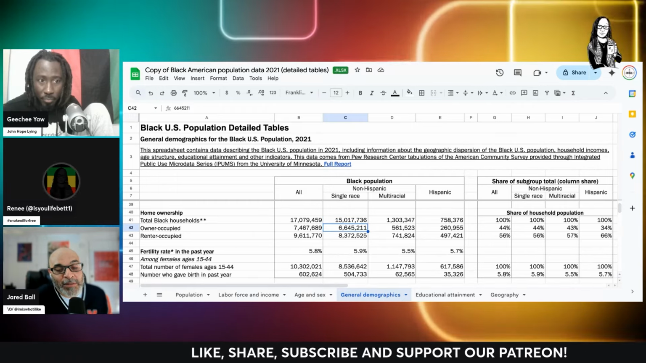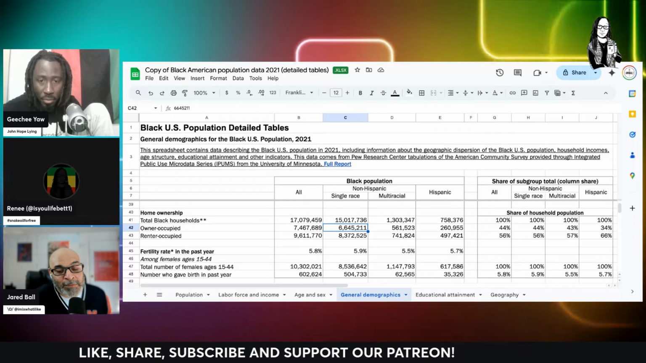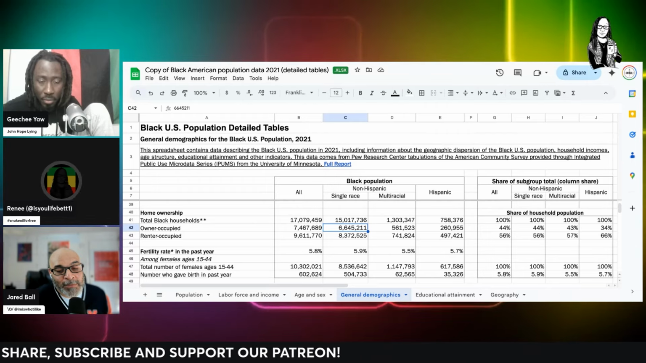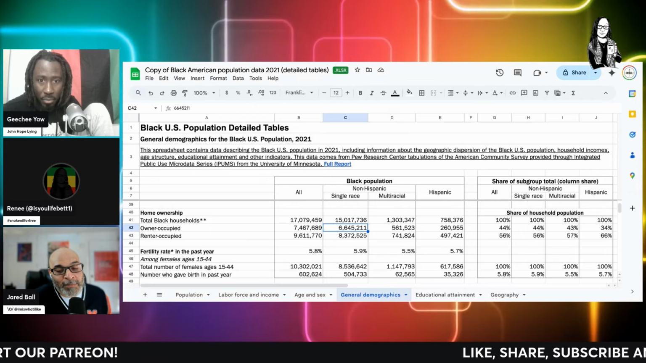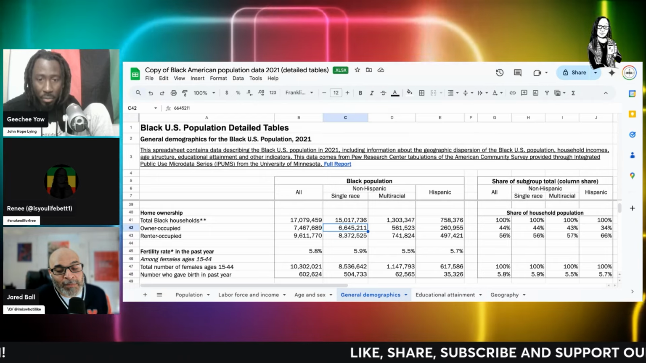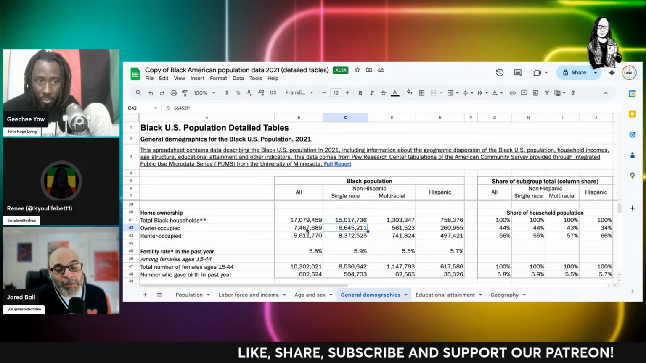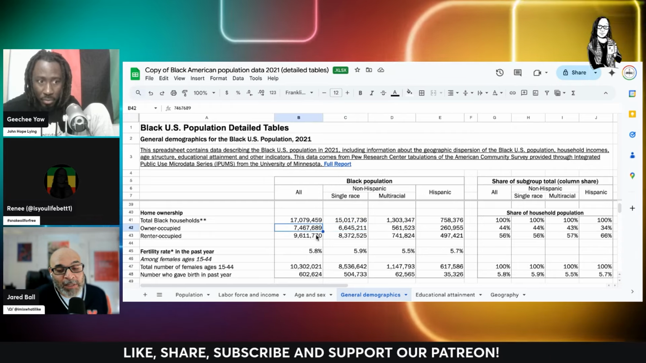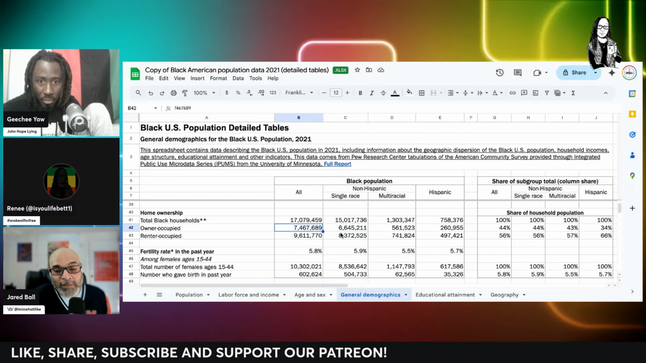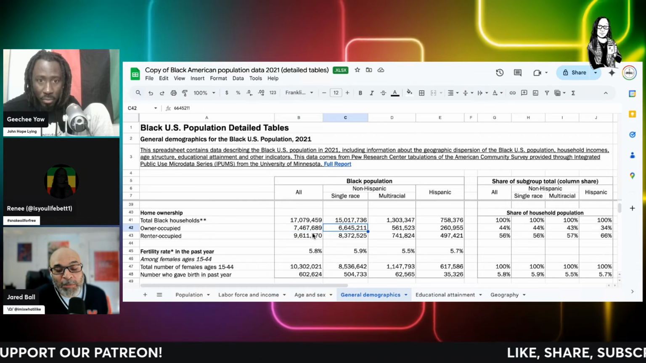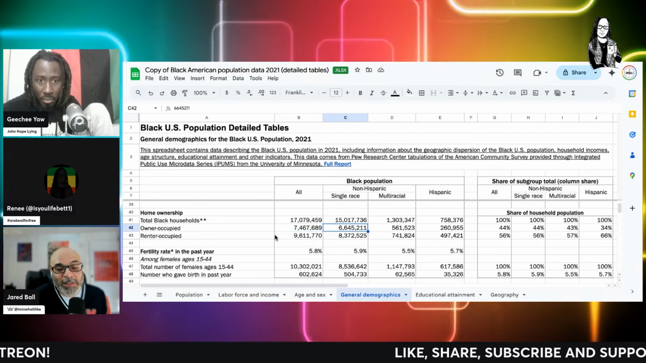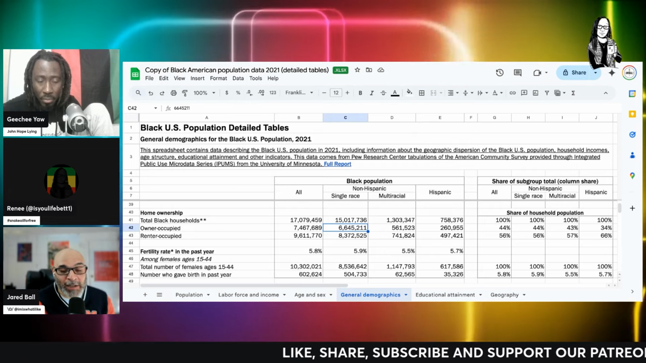6 million. That is how many households are. That's how many Black people live in a house they own. That is what the home ownership rate is based on. Right. And then if you count my household, we get up to 7.4 at the maximum. Right. But single race, all Black in the house households, 6.6 million owner occupied.